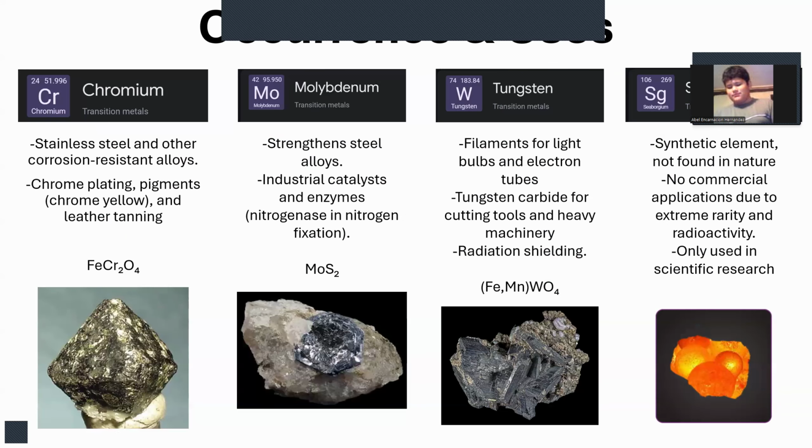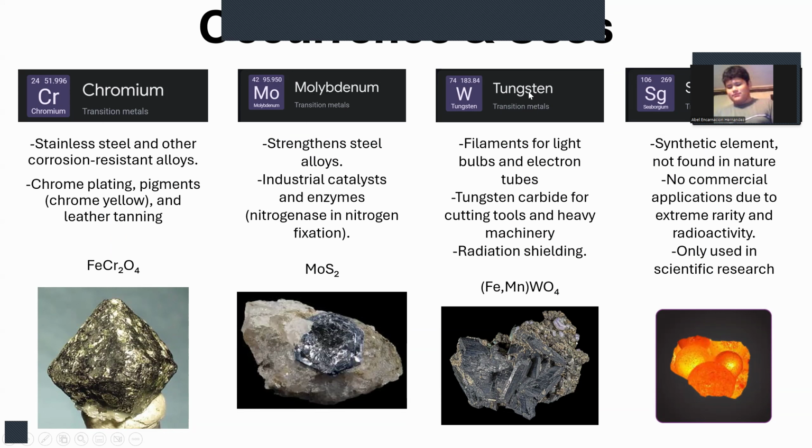Either way, molybdenum right here. It's also widely used for alloys, again, to increase the strength of the metal. But it also has a lot of use in industrial catalysts and enzymes. One example would be nitrogenase in nitrogen fixation. You will find it in nature as this ore right here, molybdenum sulfide.